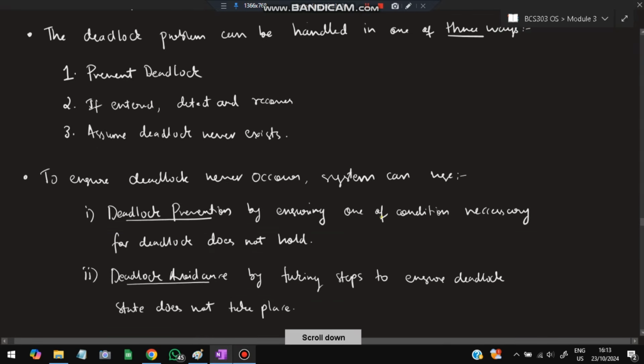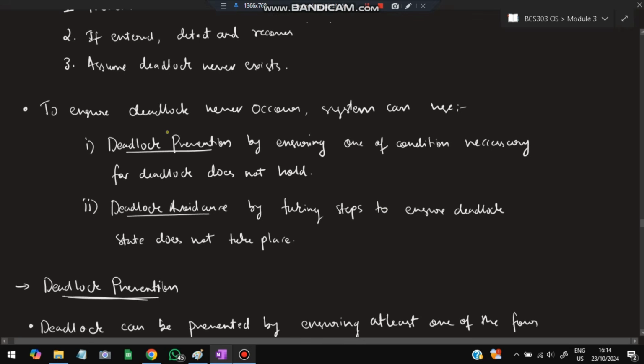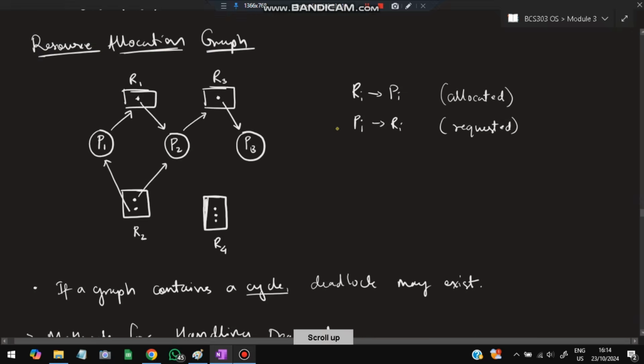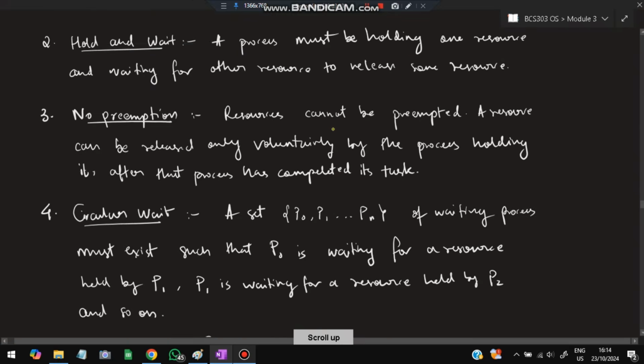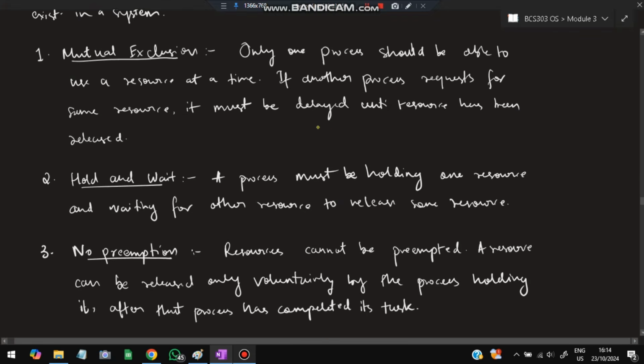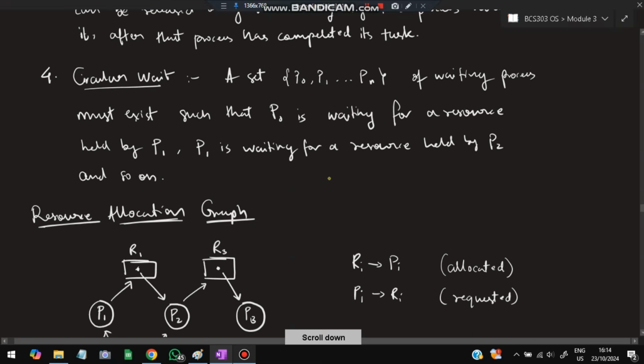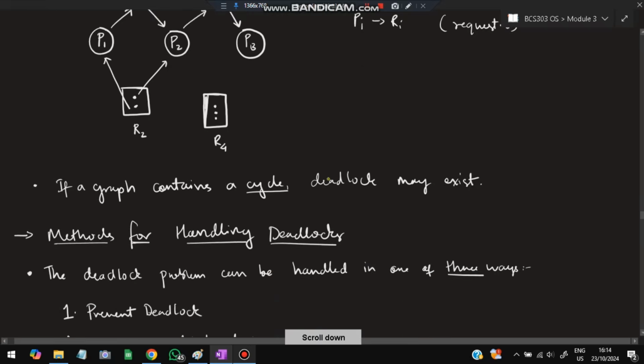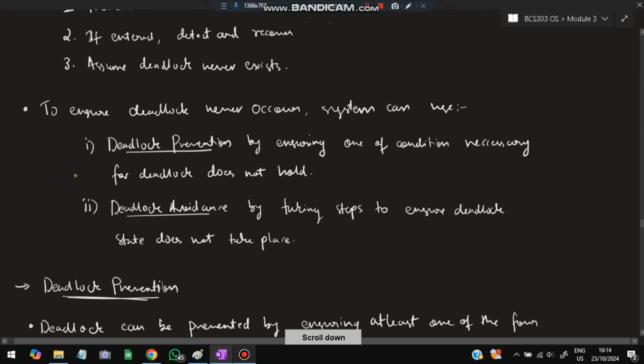To ensure deadlock never occurs, a system can either use deadlock prevention, where we ensure any one of the conditions necessary for deadlock does not hold. I told you four conditions are there for deadlock to occur. If any of these four conditions is not there, like hold and wait is not there but the other three are, deadlock will not happen. Like that, if at least any one of the four is not present, deadlock will not happen. So deadlock prevention algorithms ensure that one of the deadlock conditions will not occur.